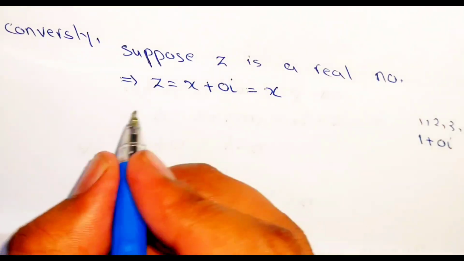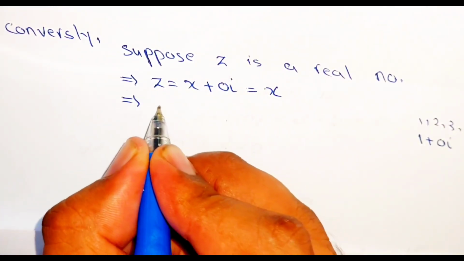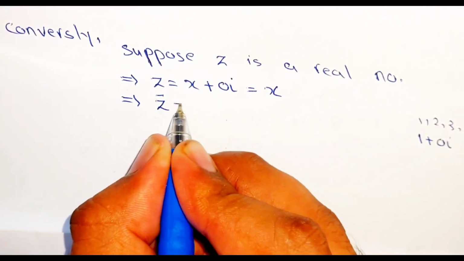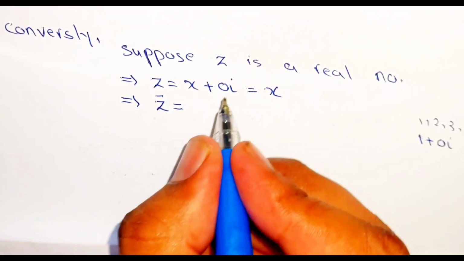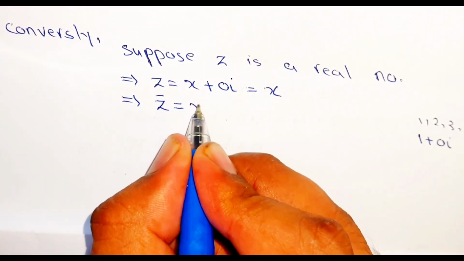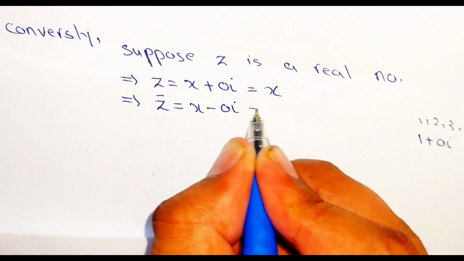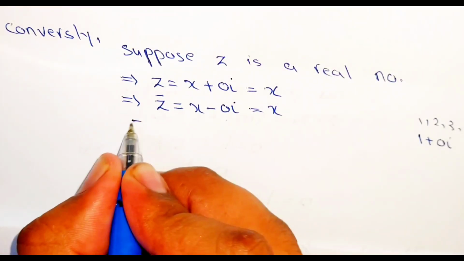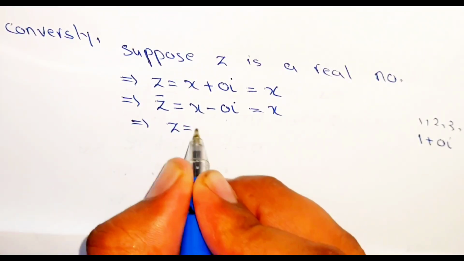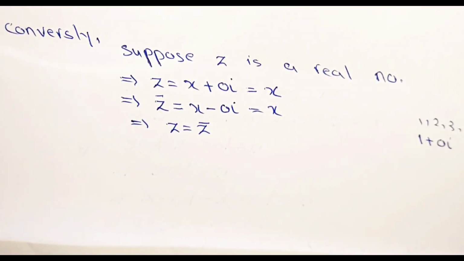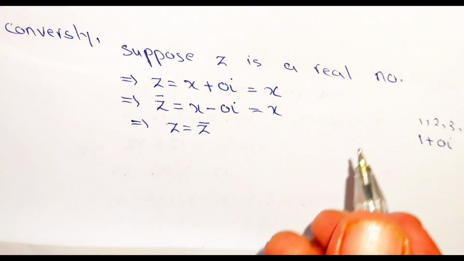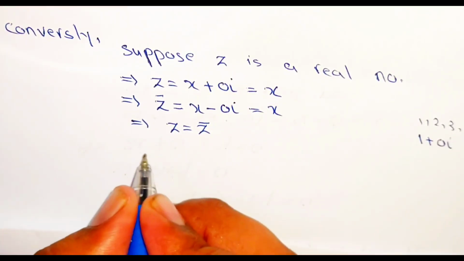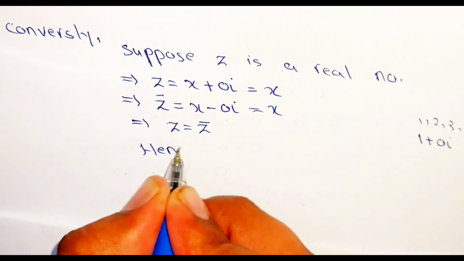So if z is equal to x plus 0 iota, this implies that this is equal to x, which is a real number. So what will be the z conjugate? The z conjugate will change the sign of the imaginary part. So this is equal to x minus 0 iota, which is also equal to x. So this implies that z is equal to z conjugate. Hence we prove that if z is a real number, then z is equal to z conjugate. Hence proved.